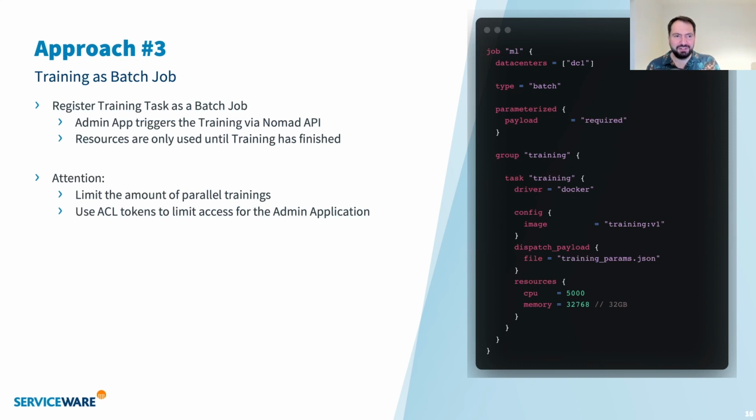Just some words on advice here. Have something that limits the amount of parallel trainings you can do, because you might have a user somewhere in the UI that clicks the training button 10 times in a row, and if enough resources are available on your cluster, Nomad will just go there and say, okay, I'm going to run as many batch jobs as you like in parallel. And also, since the admin application talks to the Nomad API itself, make sure you limit its access by using ACL tokens.